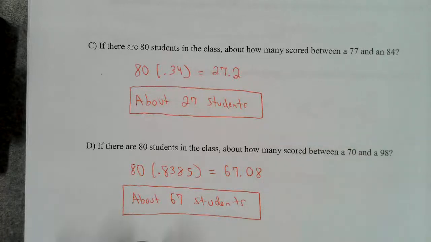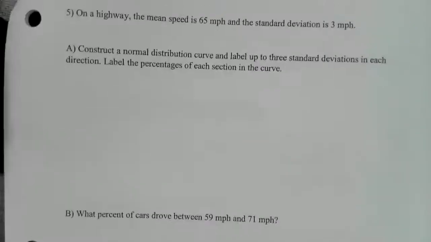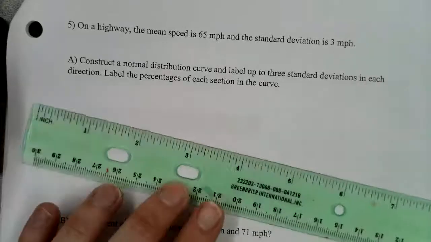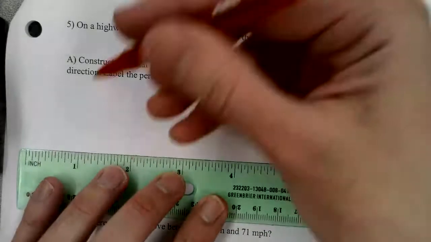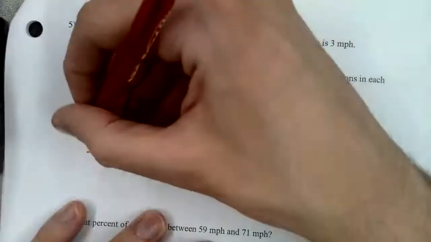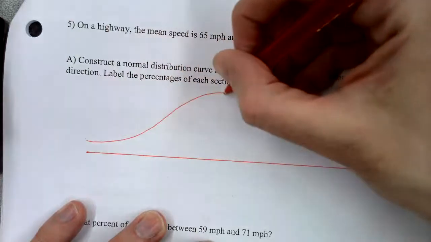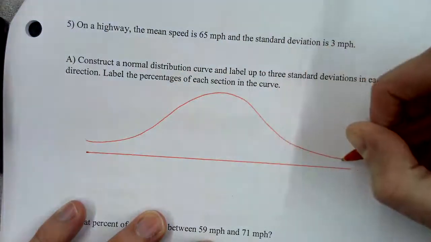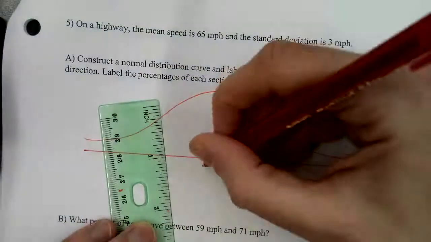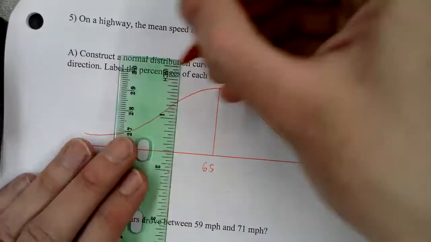Okay, last one. I'll go a little faster this time because it's very similar to the one we just did. First, construct the normal distribution curve. The speed limit is 65 miles per hour and the standard deviation is 3 miles per hour. So draw your normal distribution curve. The average is 65, that goes in the middle. Draw our intervals.